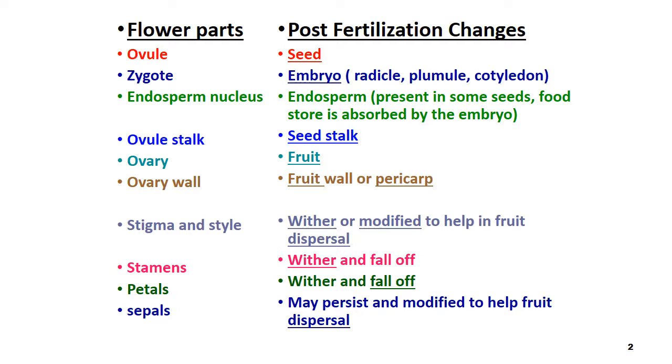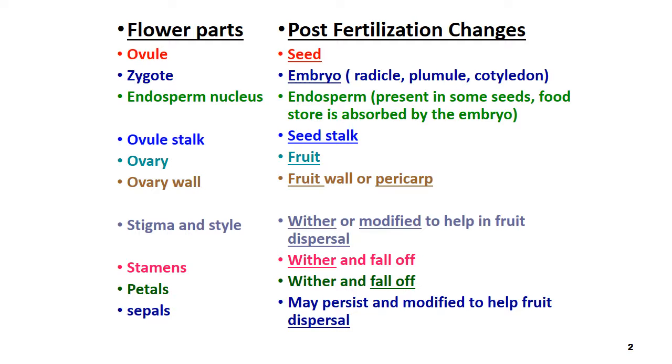All right, if you look from the left, starting from the first one, the ovule, after fertilization it becomes seed, the zygote becomes embryo. Okay, now take note of this embryo. Embryo consists of three parts. The radicle is the future roots, plumule is the future shoot, and then the cotyledons, which is the food reserve.